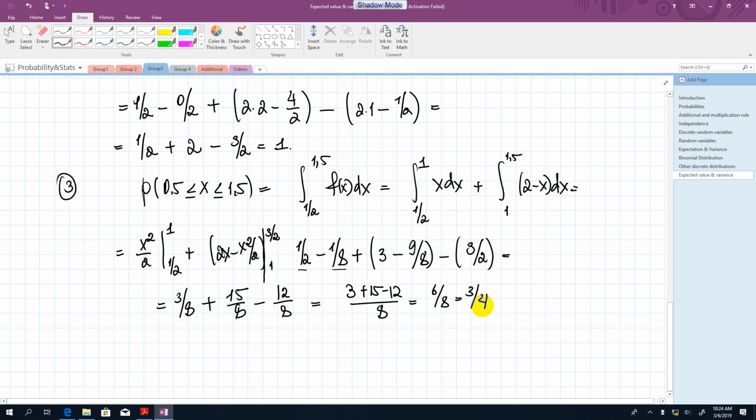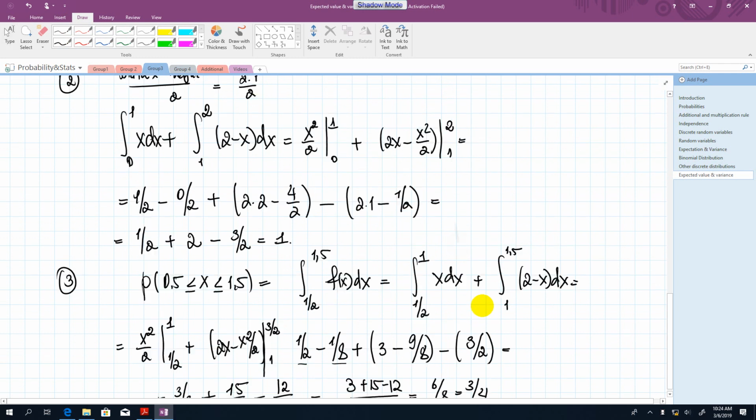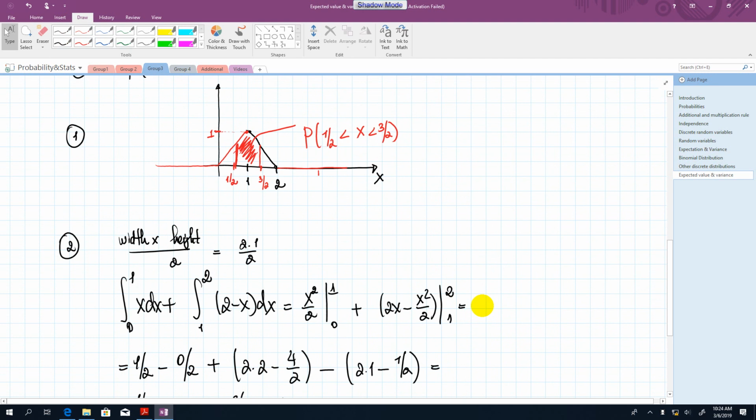Okay? So it appears the probability that x can take the values between 0.5 and 1.5 is equal to 3 over 4. And geometrically, I'm asking you, find me the area of this object. Okay? So this is what it means geometrically. That is why sometimes the problems might be given geometrically, and you need to figure out that you can do this using the integration or the probabilities.